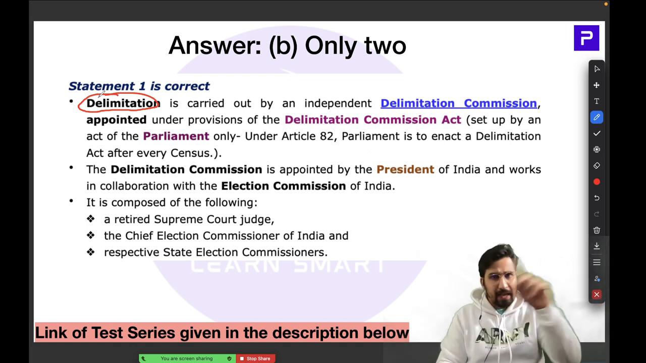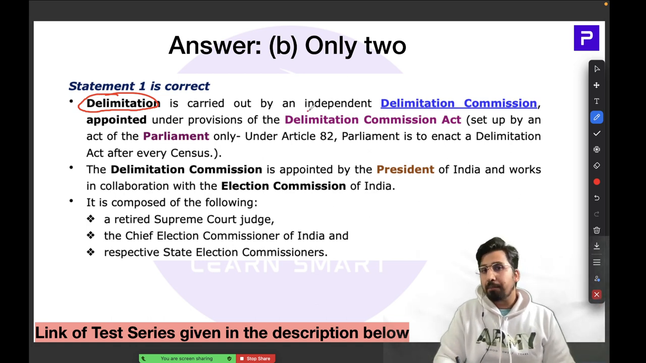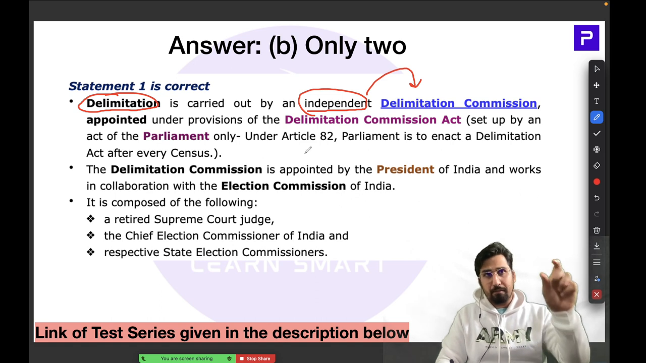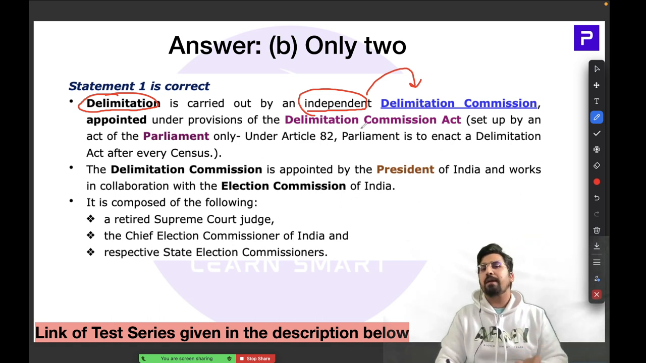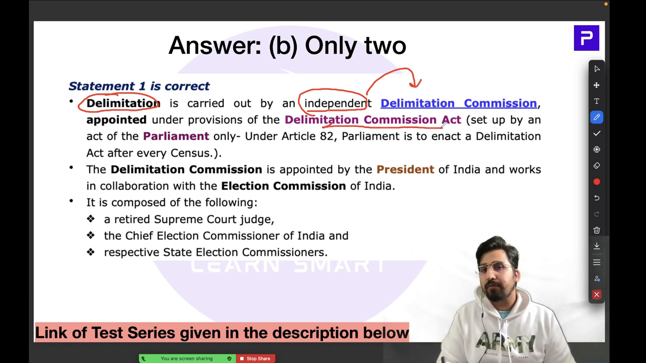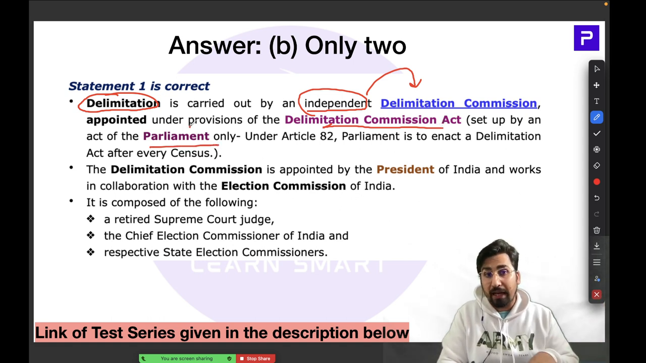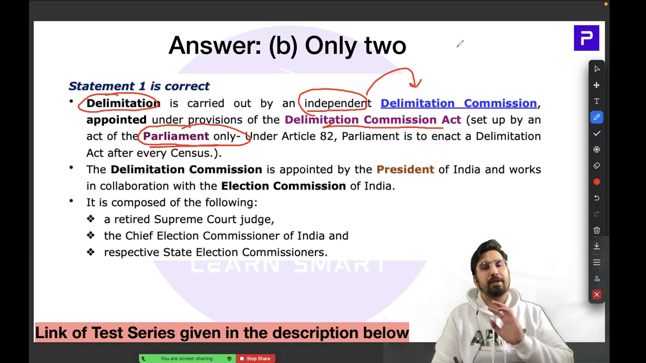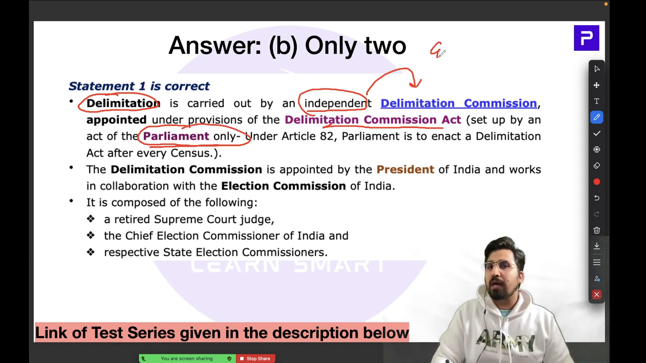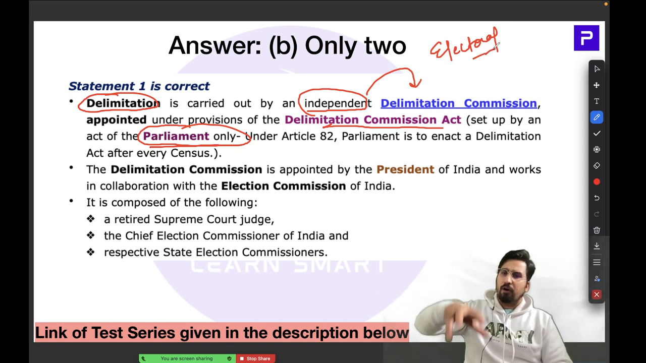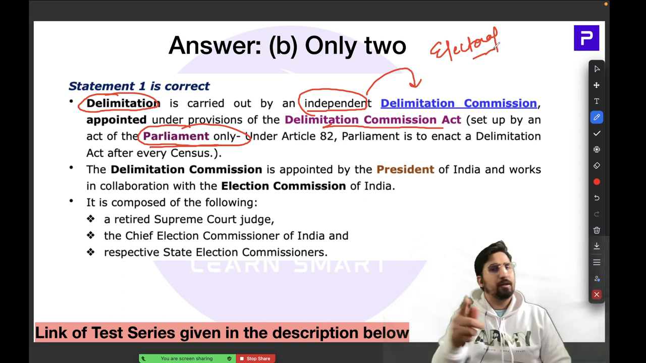The whole exercise of delimitation is carried out by an independent commission called the Delimitation Commission. And for that purpose, the whole procedure of delimitation is under the provision of the Delimitation Commission Act, which was set up by Parliament only. Only and only Parliament can set up the Delimitation Commission, because it is talking about the electoral process. So look at the Centre and the state. The Centre is obviously going to have more control over the electoral process.